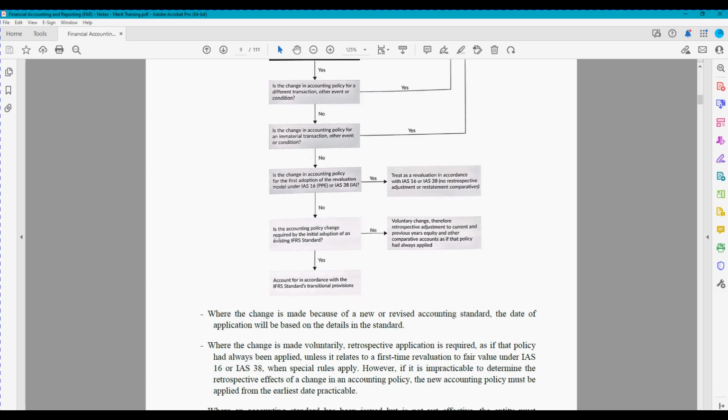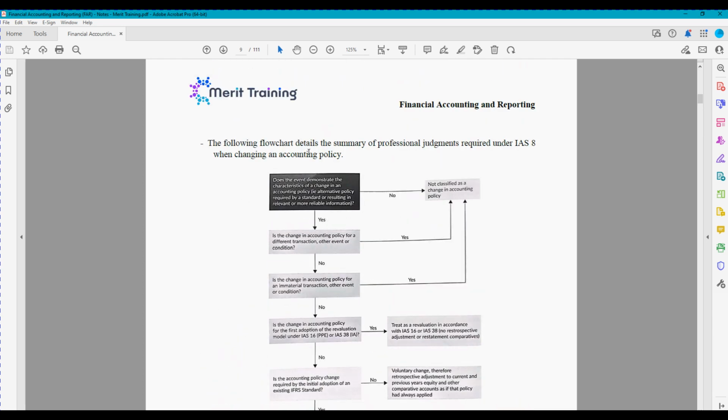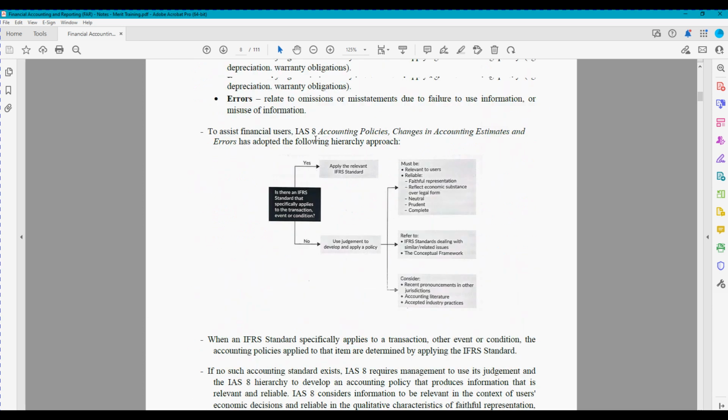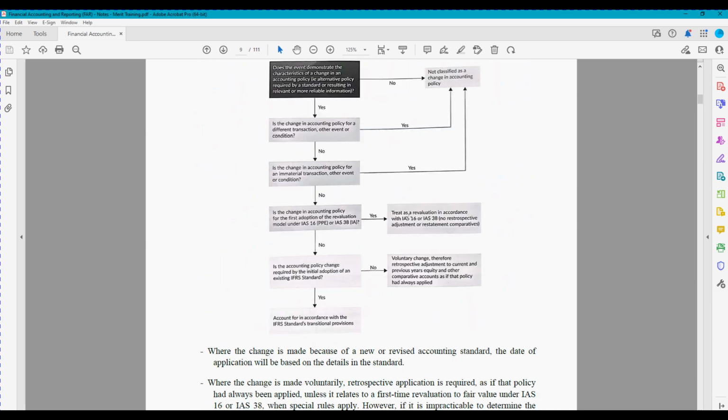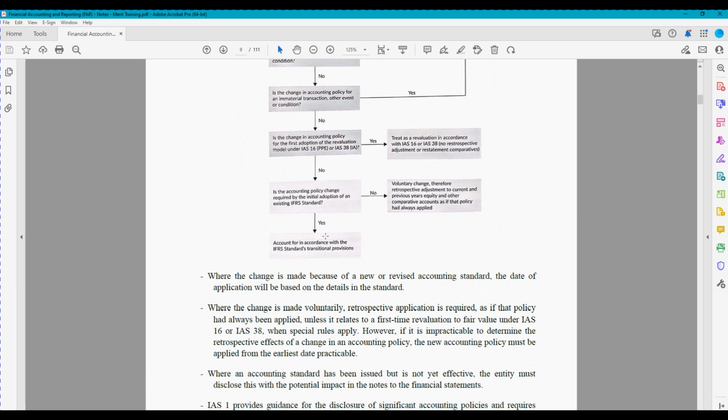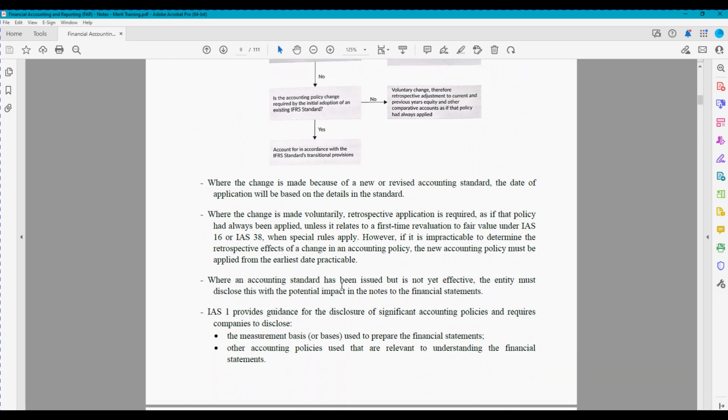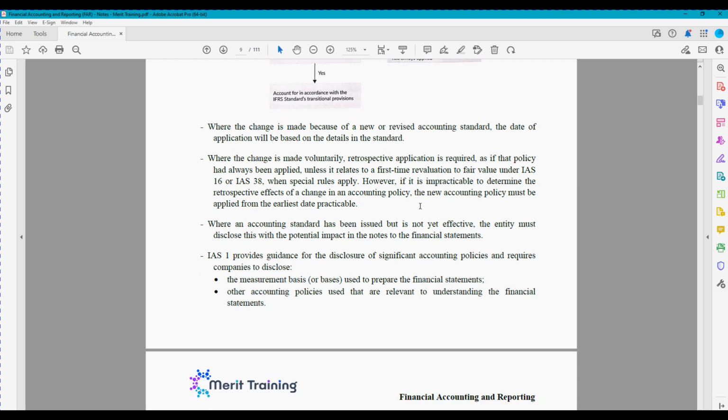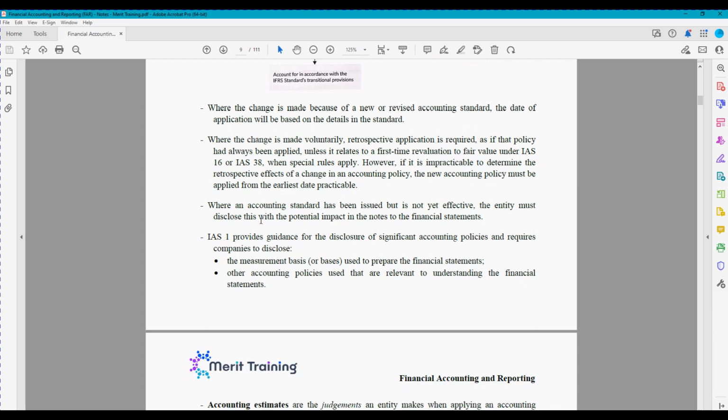Is the accounting policy change required by the initial adoption of an existing IFRS standard? So this is more talking about they're adopting a specific standard as opposed to a general estimate or policy change. And then finally, account for it in accordance with IFRS standard transitional provisions. So where the change is made because of a new or revised accounting standard, the date of application will be based on the details in the standard. Where the change is voluntary, retrospective application is required, as if that policy had always been applied, unless it relates to a first-time valuation.